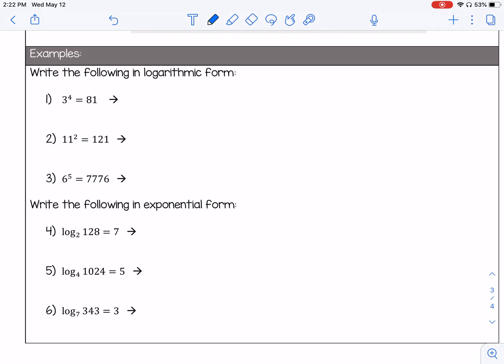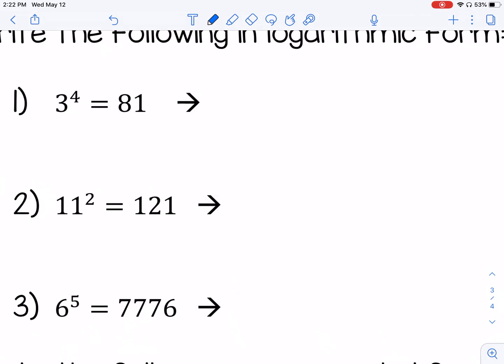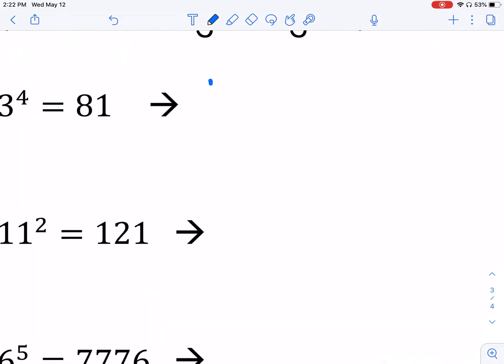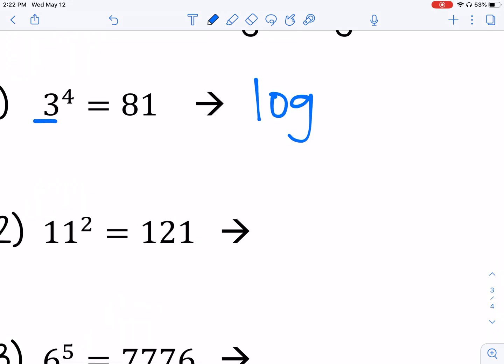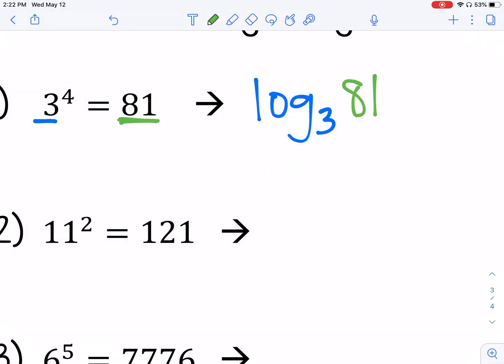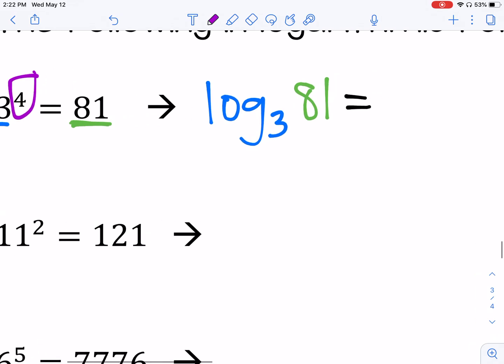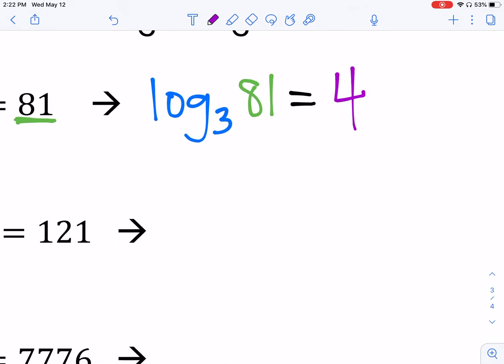So we need to write the following in logarithmic form. So remember, the log form isolates your exponent. So we're going to say the log, I always start with that. What's our base? Our base is 3. Of our power, which is 81, is equal to our exponent. Our exponent is isolated with the log, so it goes on the end.